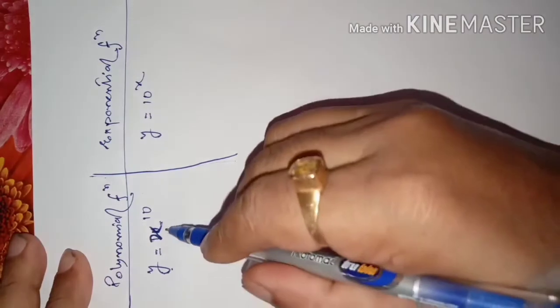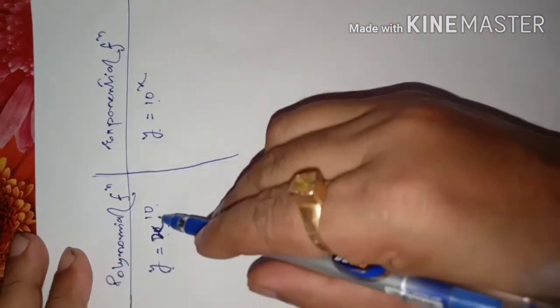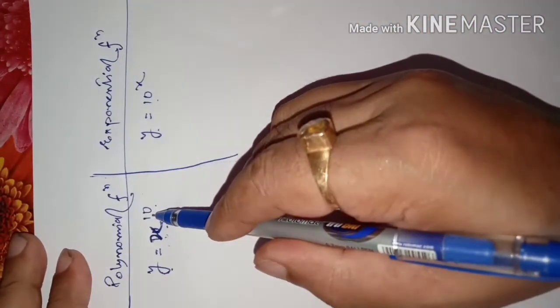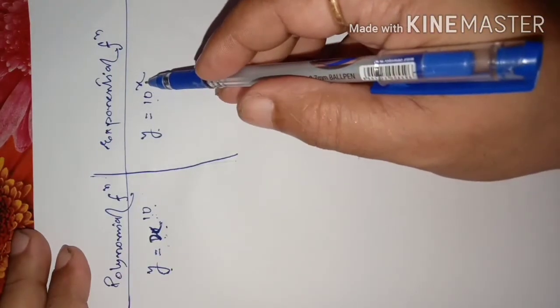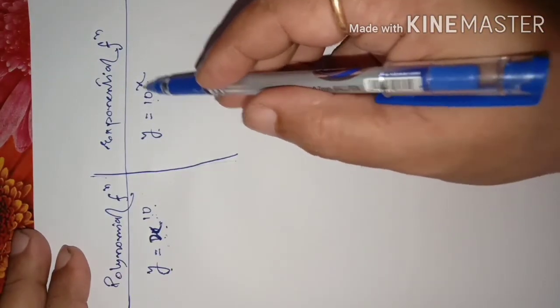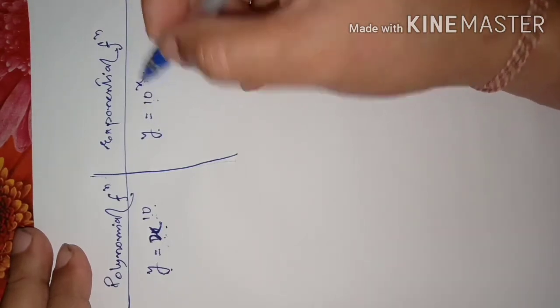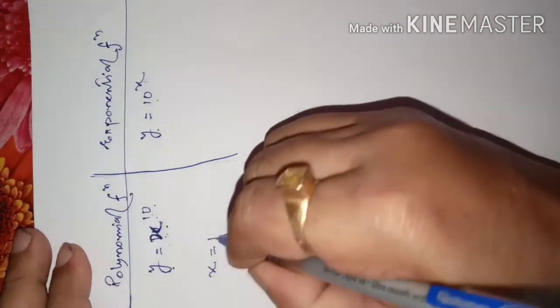See, y equal to x to the power of 10 and y equal to 10 to the power of x. This is a polynomial function because here the power is a non-variable number, and here the power is the variable, so that is called an exponential function. It means the exponent is a variable, so it is an exponential function.